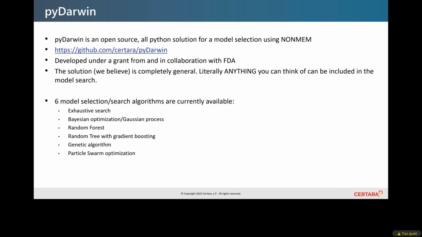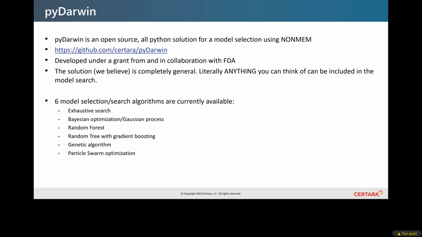It is open source. Do whatever you want with it, including modify it, and it was developed on a grant in collaboration with the FDA. The FDA had a lot of input into this. It's a collaboration with some folks in the biometrics group, as well as the Office of Generic Drugs, who have an interest in developing some robust model selection methods. And we think it is robust. We think it is a completely general solution.